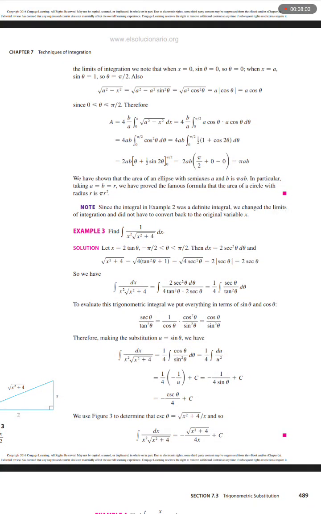Also, the square root of a squared minus x squared equals the square root of a squared minus a squared sine squared theta, equals the square root of a squared cosine squared theta, equals a times the absolute value of cosine theta, equals a cosine theta, since theta is greater than or equal to 0 and theta is less than or equal to pi over 2.